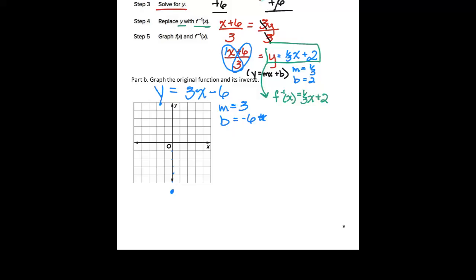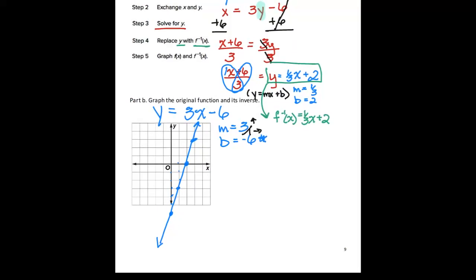And then your slope, if it's a whole number, you can always put that over 1. So this means you are going up 3 because that's a +3, and to the right 1. So from that point, we are going up 3, 1, 2, 3, to the right 1. Up 3 over 1. And you're going to put a line with the arrows on the ends. Okay? So that was my original equation.